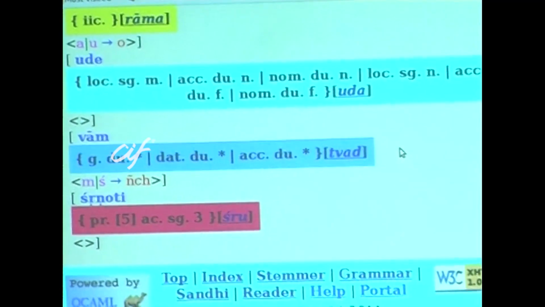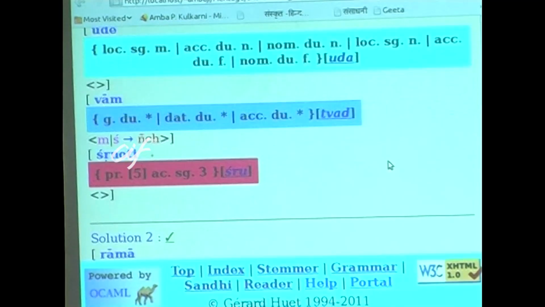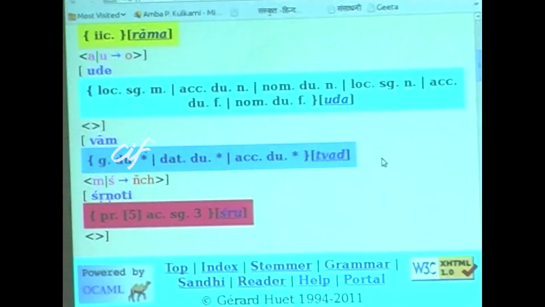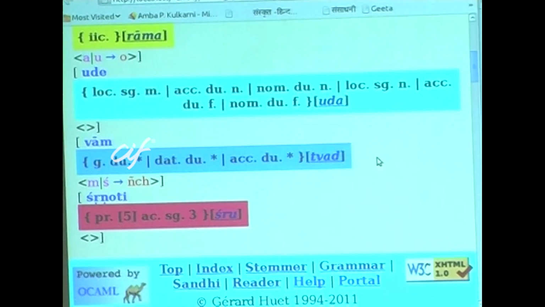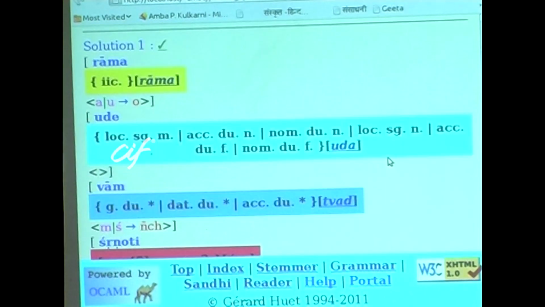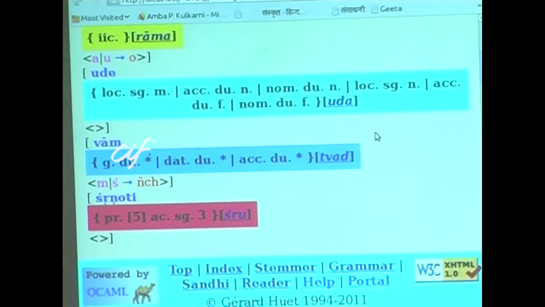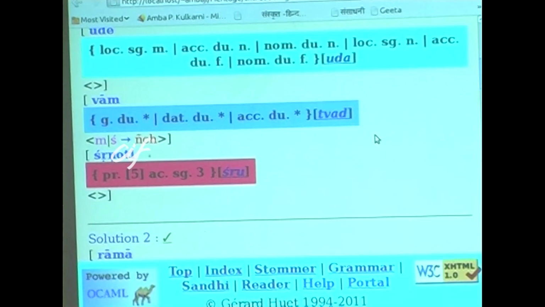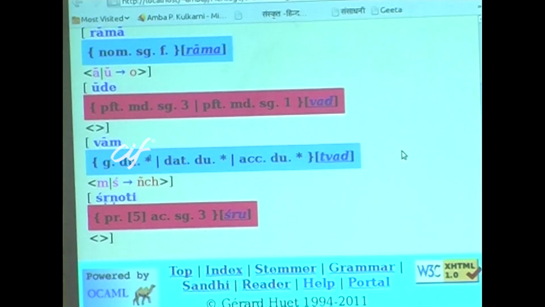Vam is a form of Twan. Oh, Vam. Okay. Vam, yes. So it's correct according to Sandhi, yes, but it doesn't mean anything. In the water, Rama in the water, to you, he hears. Okay, so you have all kind of crazy segmentation.